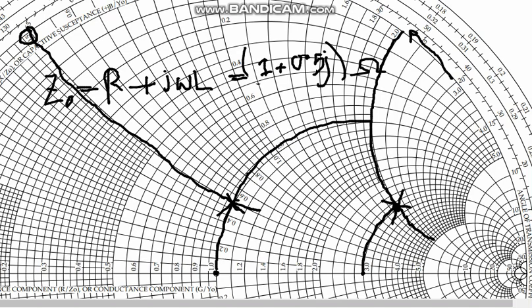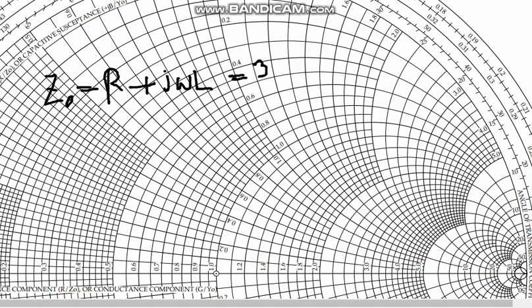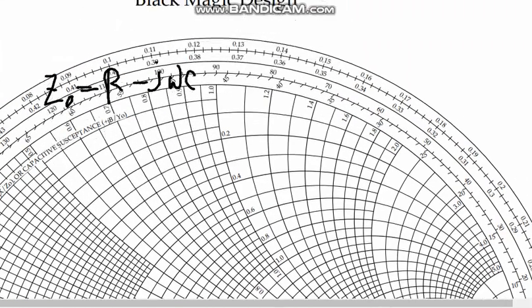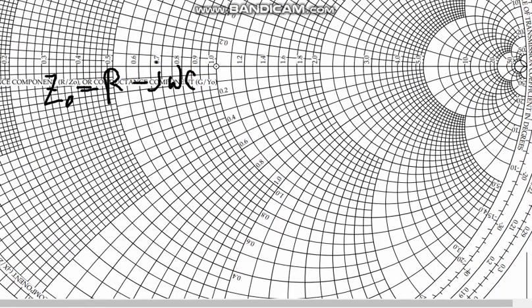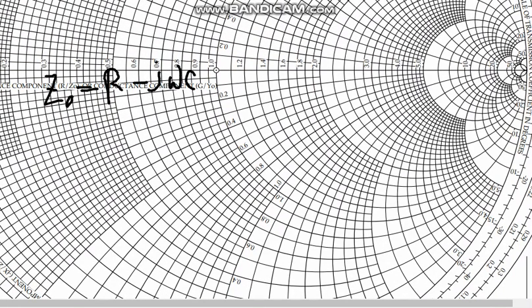Now if it is not R minus, if it is R minus j omega C, then what should happen? Okay, now we have to go to the capacitance side. That means that is the capacitance. The minus will be on this part of the curves. Okay, let's take 2 minus j, that means 1 j ohm.